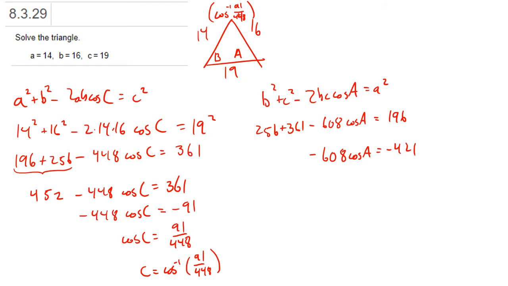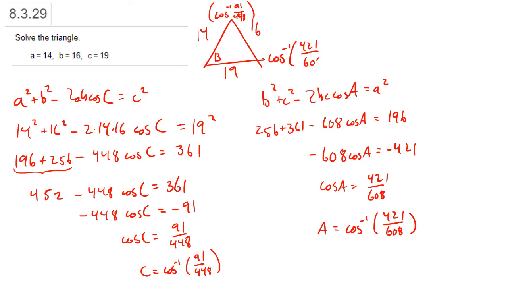So I divide by negative 608 to get the cosine of A is 421 over 608. So capital A is the arc cosine of that. And again, if I don't need a decimal approximation, no need. So this angle, capital A, is exactly the arc cosine of 421 over 608.